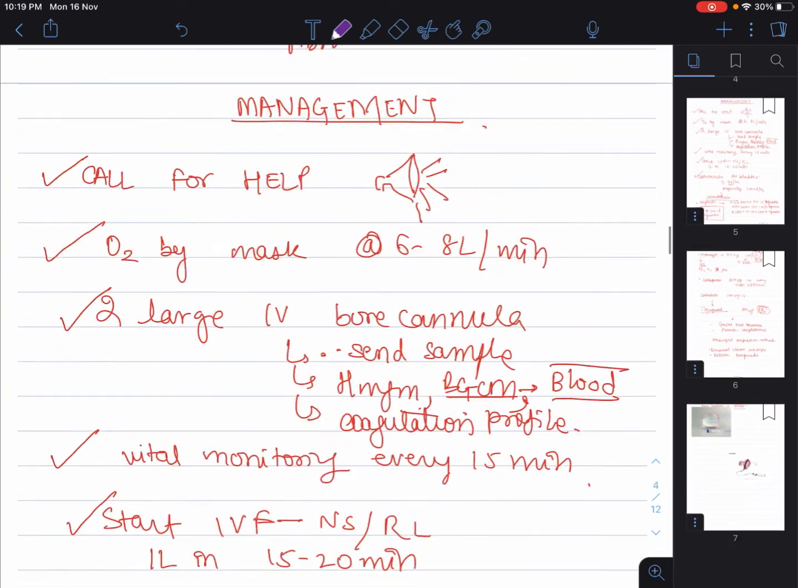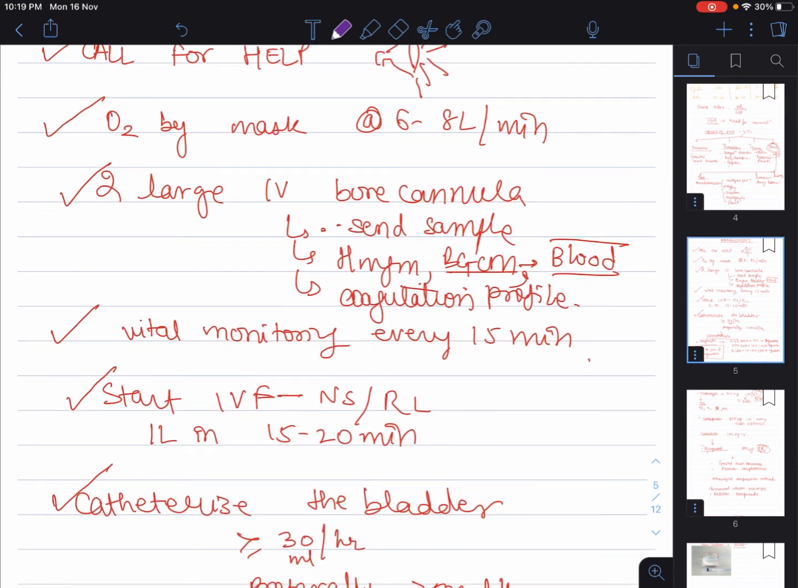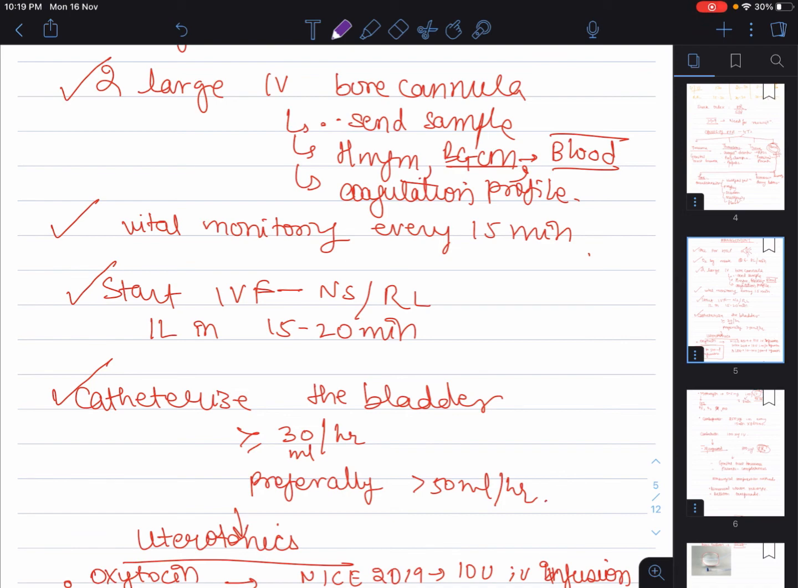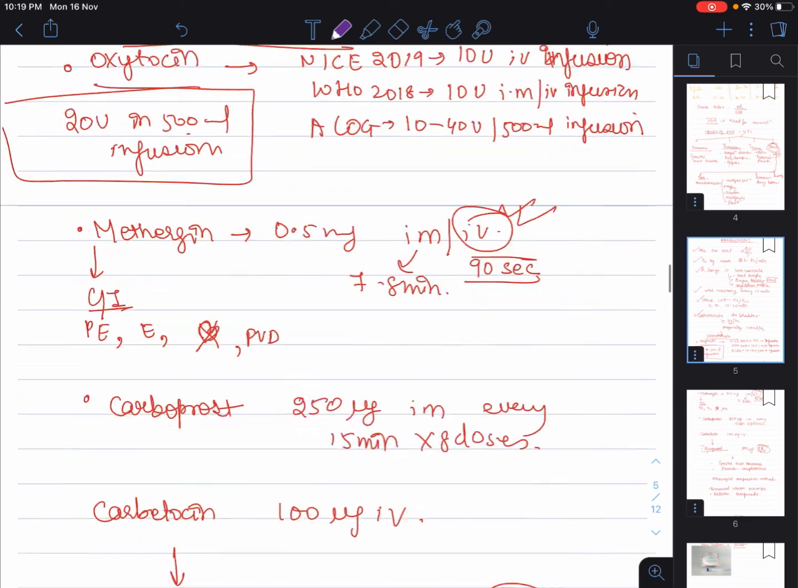I'll go through this again, a quick revision. Call for help, oxygen, the non-specific things that you have to do. Call for help, oxygen, then 2 large-bore IV cannulas, send for investigations, and quickly arrange for blood products. Vital monitoring has to be done every 15 minutes. You have to keep monitoring the patient, start the IV fluids and catheterize. Done. Then you go for the uterotonics. You will give her oxytocin. First of all, you start with that. Not working, methergin.